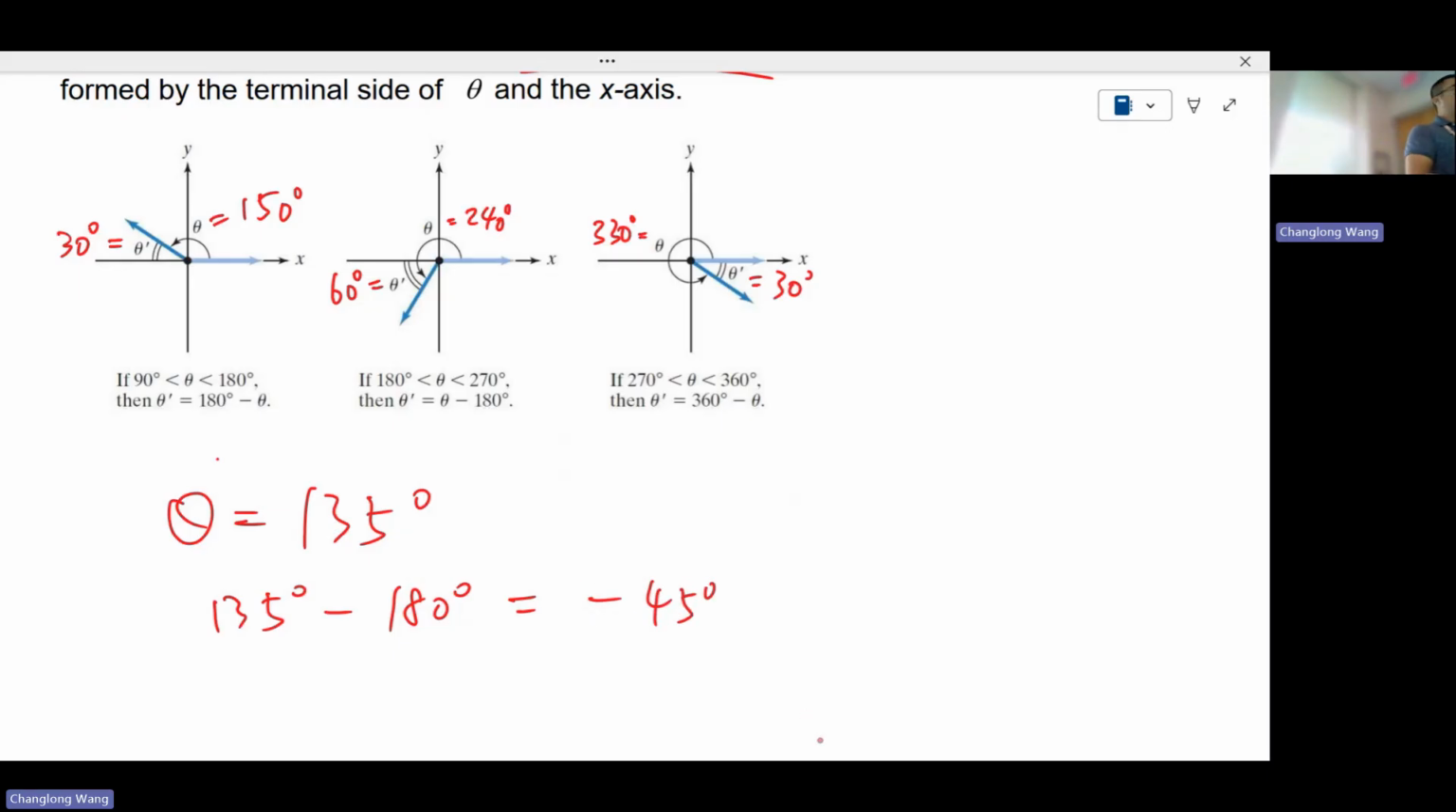Is that my reference angle? No, by definition, a reference angle needs to be positive. But guess what? The reference angle is nothing but the absolute value. So you just take 45 degrees. Isn't that easier? Because all you have to think is what you want to get and what you don't have, and just try to make it work, right?